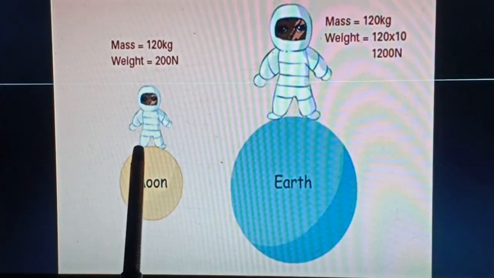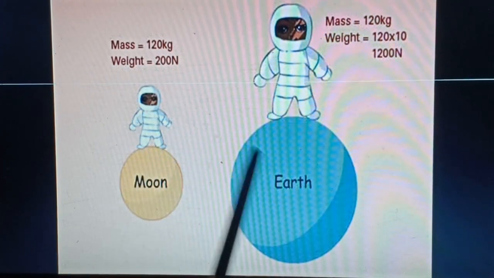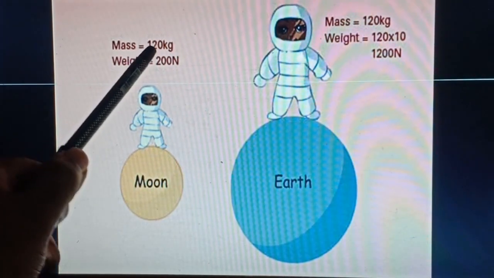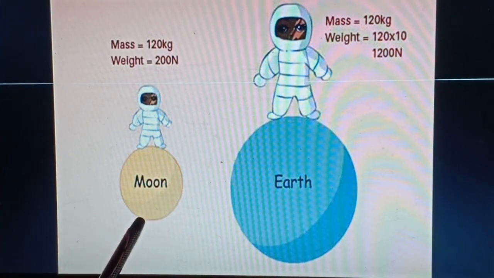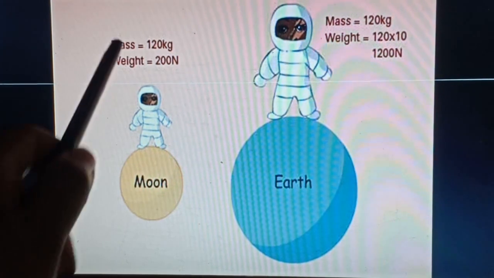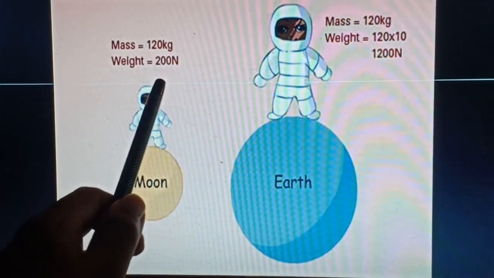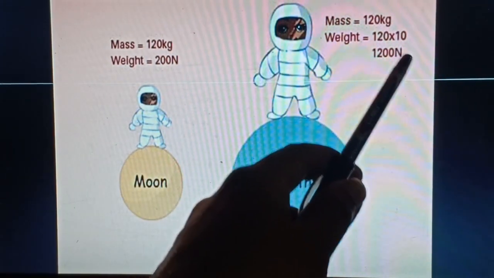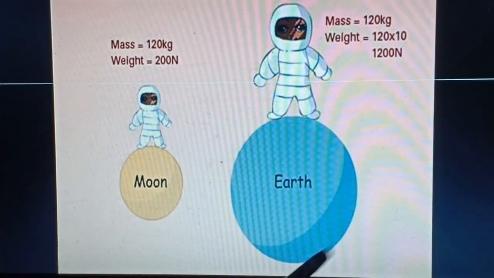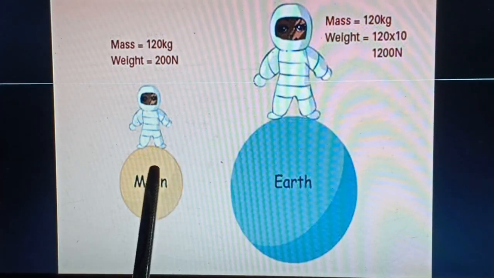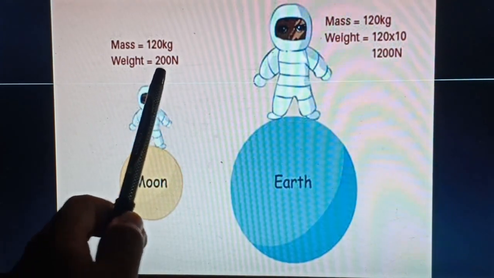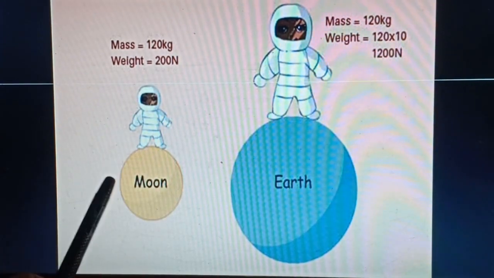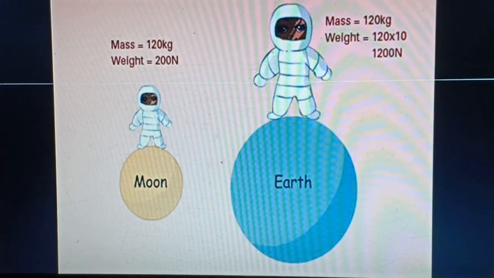See clearly from this diagram that the mass was 120 kg and the value of g on Moon is 1.6. So 120 into 1.6 is around 200 Newton, and 120 into approximately 10 is 1200 Newton. So it's 1/6 times the value of 1200. So the weight of an object on Moon is 1/6 time the weight of the same object on Earth.